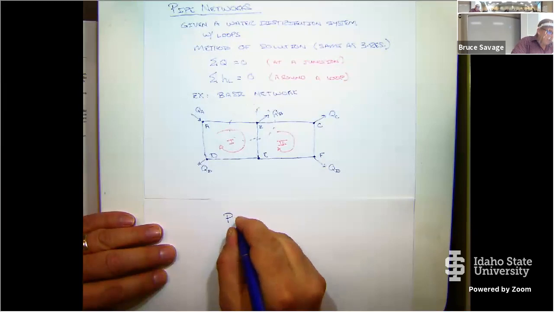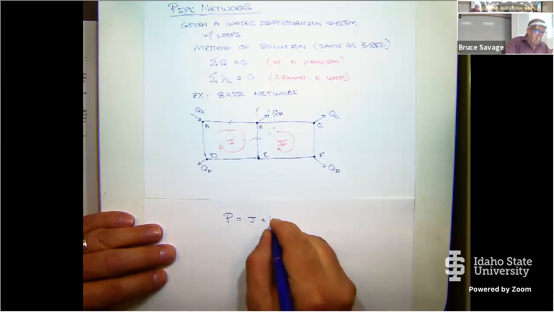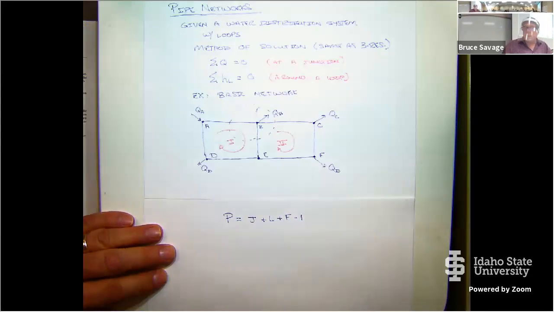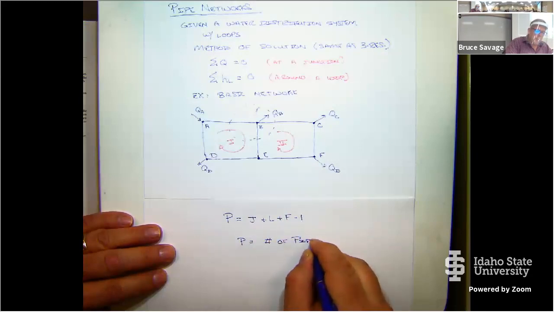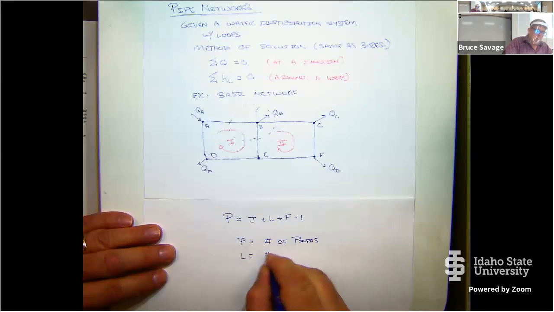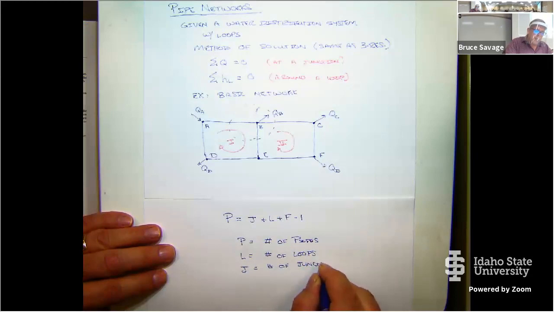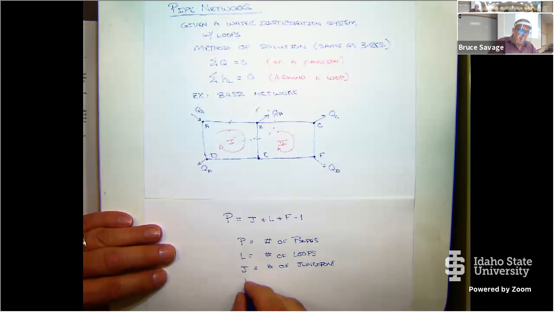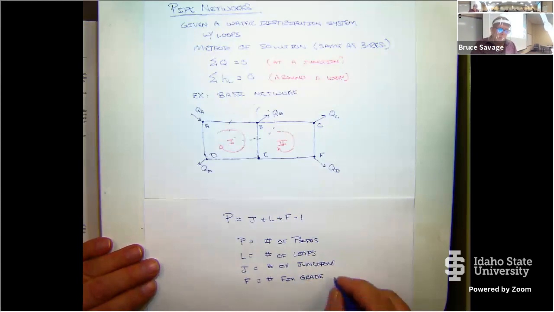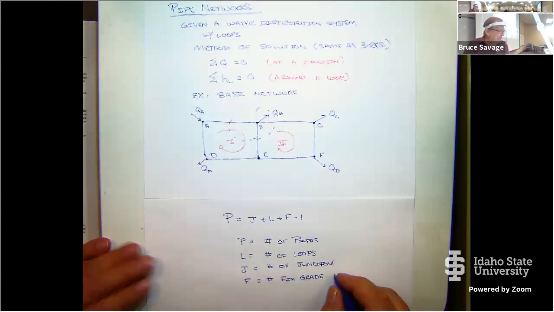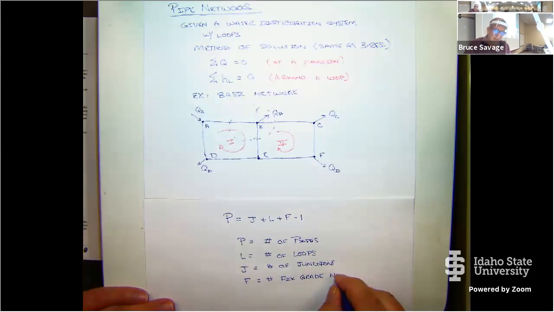We can say this equation: P is equal to J plus L plus F minus 1, where P is equal to the number of pipes, L is equal to the number of loops, J is equal to the number of junctions, and F is the number of what we call fixed grade nodes.